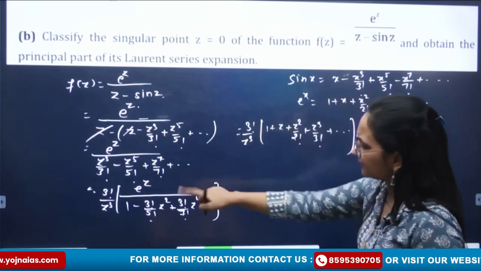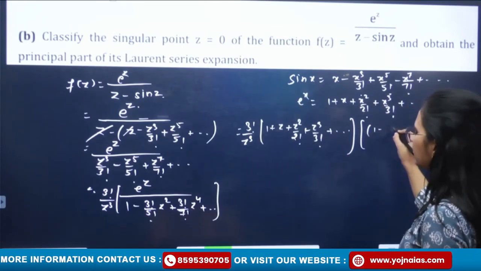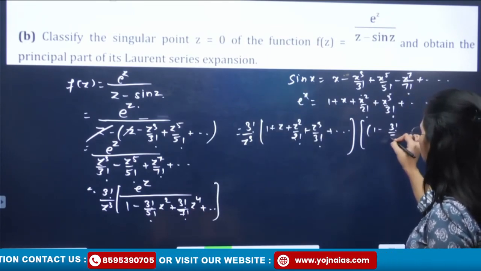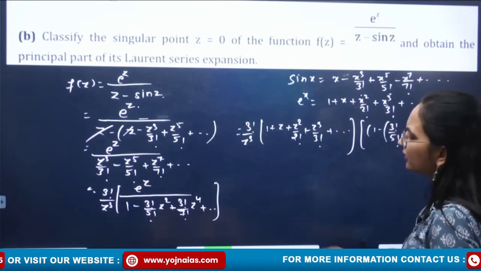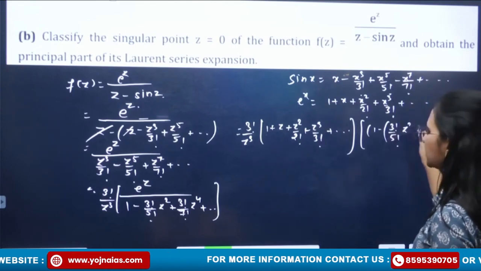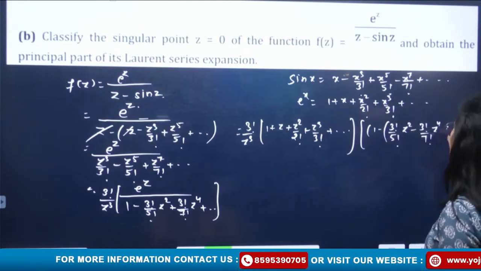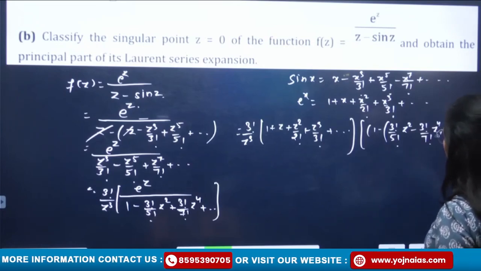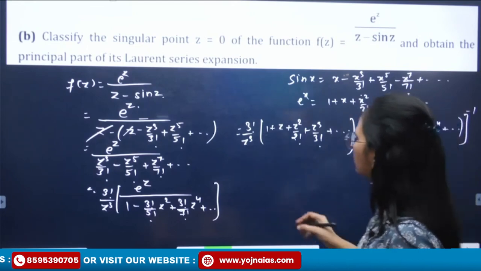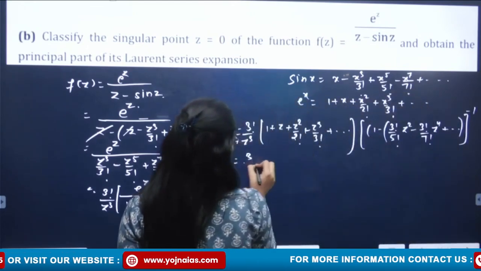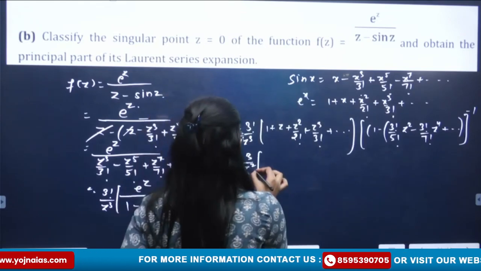And then write this term on the upper side. We will get 1 minus 3 factorial by 5 factorial. Can I write this way? Taking minus 1 common, z square, and inside what will be there again, 3 factorial by 7 factorial z^4 and so on. Then we will again use the expansion. You should be very strong in expansions, only then you can do this.